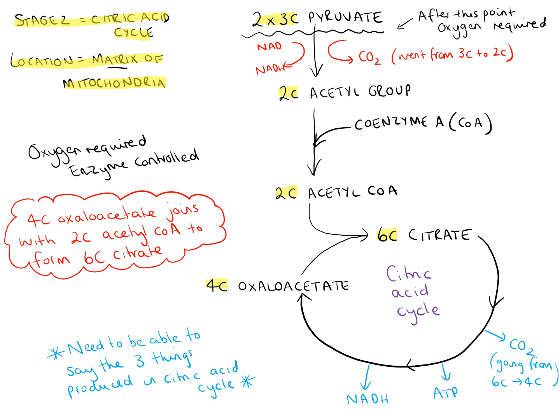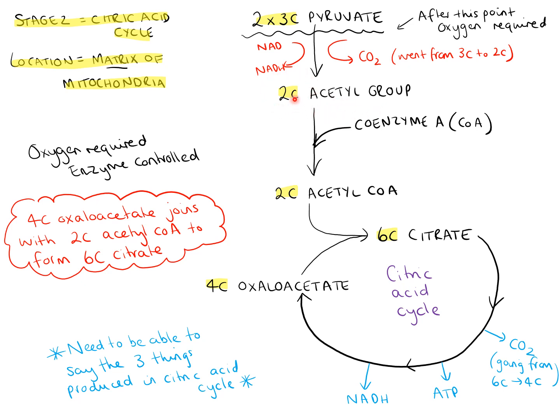Okay, so the next stage is called the citric acid cycle, and this is located in the matrix of the mitochondria. Now, this stage is only going to occur if we have oxygen available. We'll talk a bit more about what happens when oxygen isn't available later on. So this pyruvate that we made in glycolysis is going to be broken down into something smaller. We break this down into a 2-carbon acetyl group.